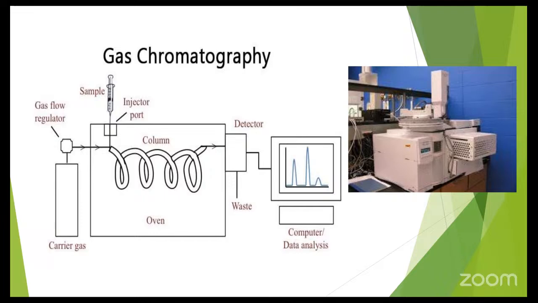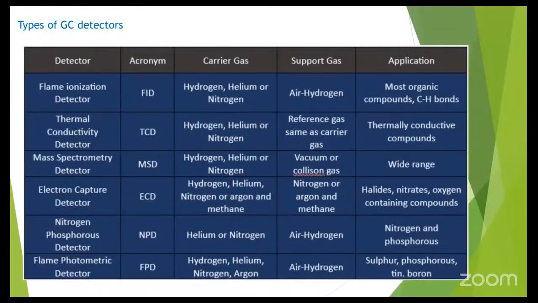So this is the structure, where you have a gas chromatograph with a gas flow regulator, carrier gas, sample injector, and column. The column will change depending upon the pesticide that you are using, and detectors will also change based on the pesticides, and then the analysis will be done. There are different types of GC detectors like FID, TCD, MSD, ECD, NPD, and FPD. We will be dealing with them now.